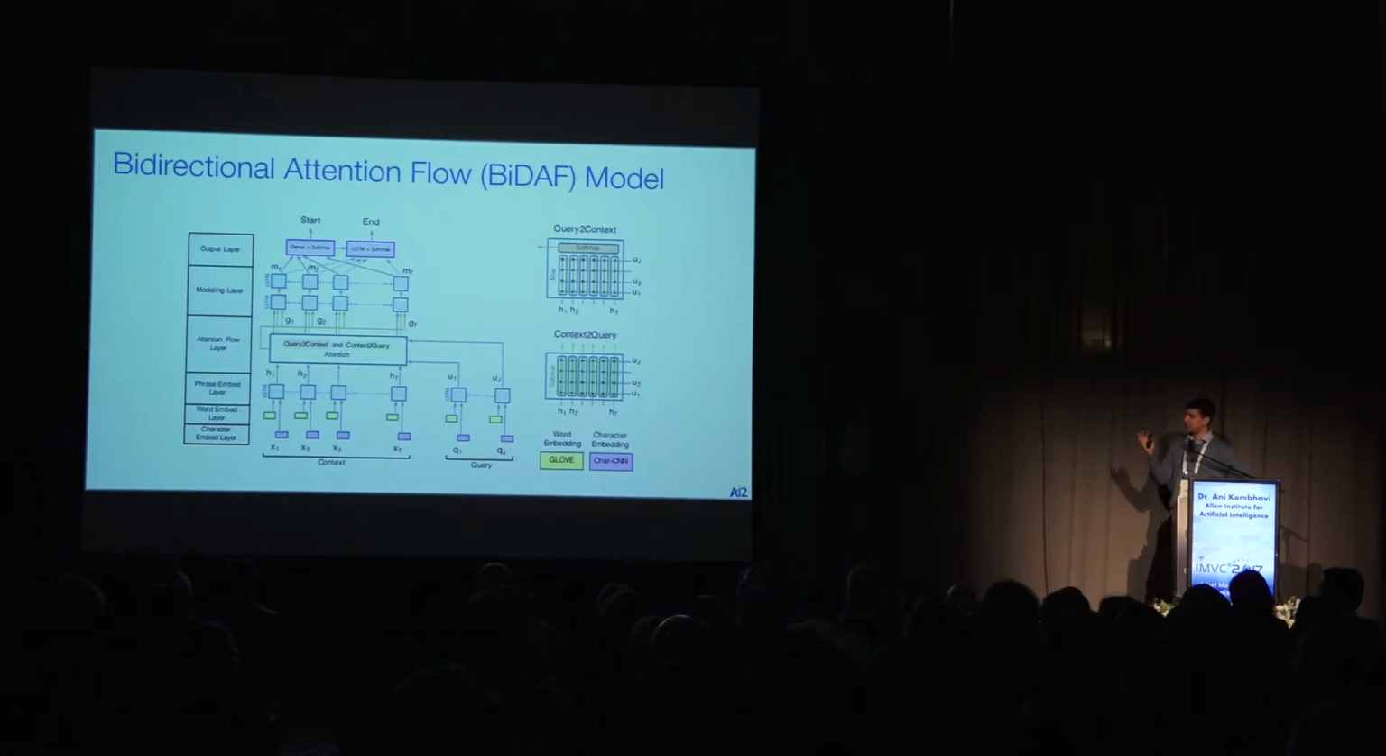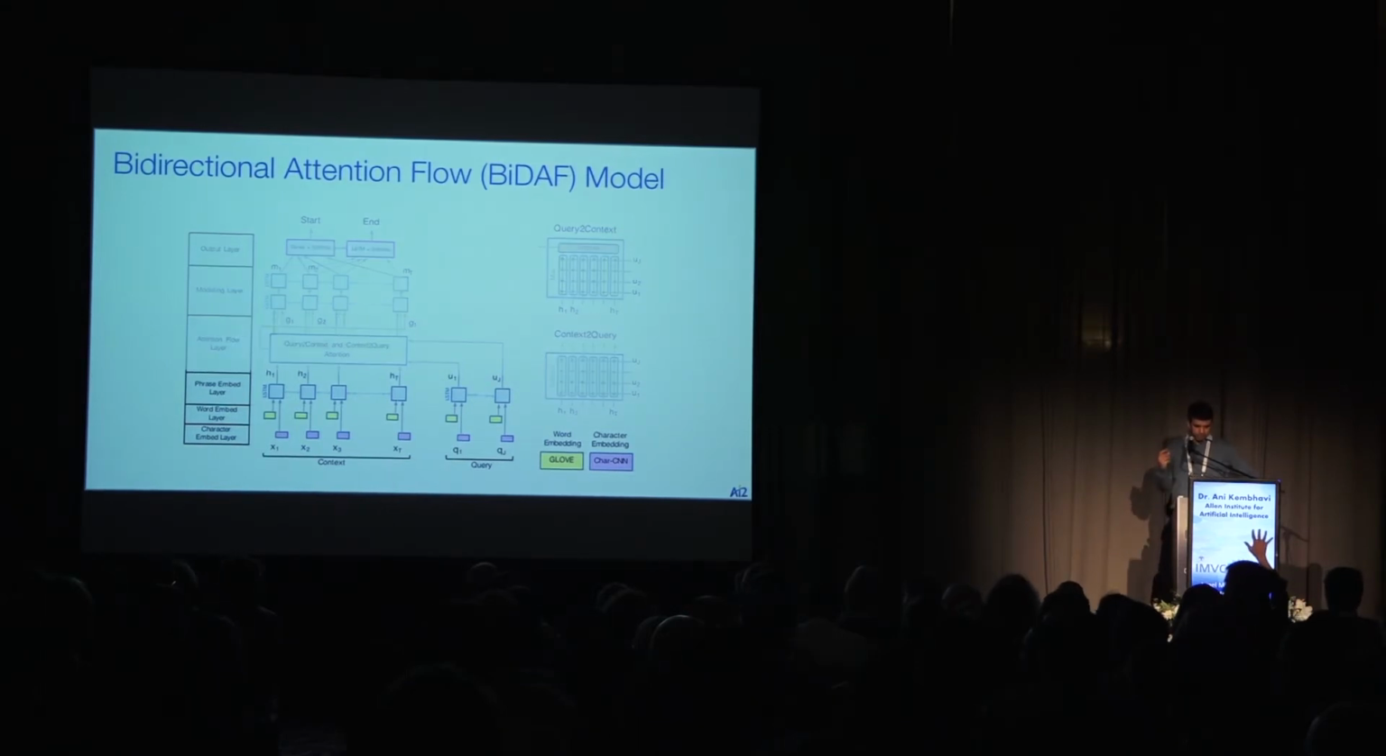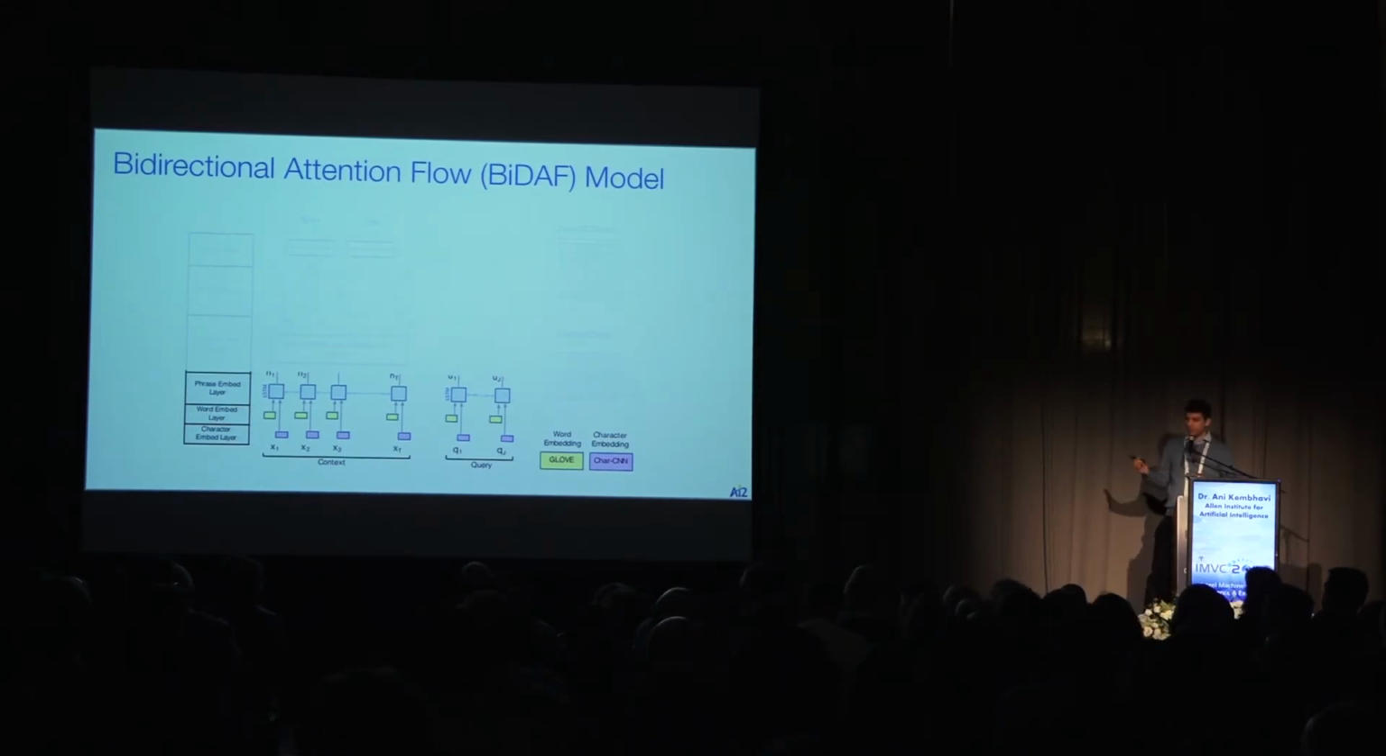Here's the model that we use. The model has lots of rectangles and arrows, but it's quite simple. So this is the first part. On the left, you pass in your context. And on the right, you pass in your query.